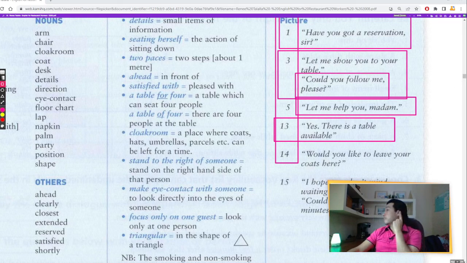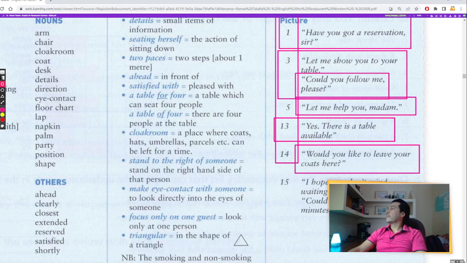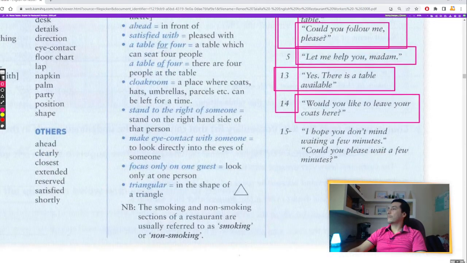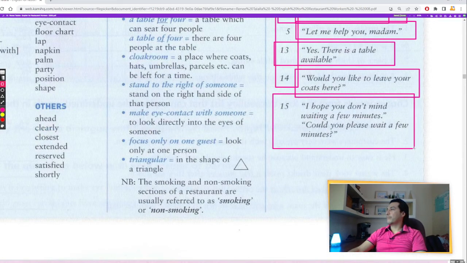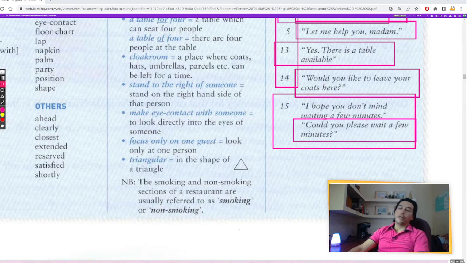Picture 14. Would you like to leave your coats here? Picture 15. I hope you don't mind waiting a few minutes. Could you please wait a few minutes?